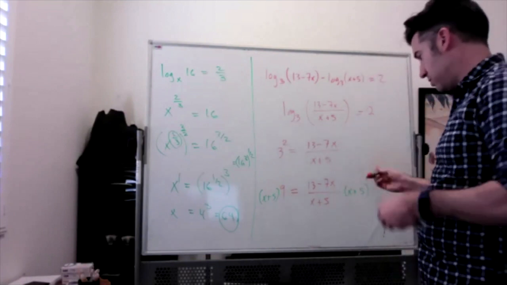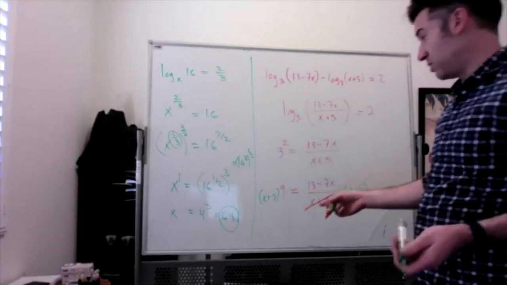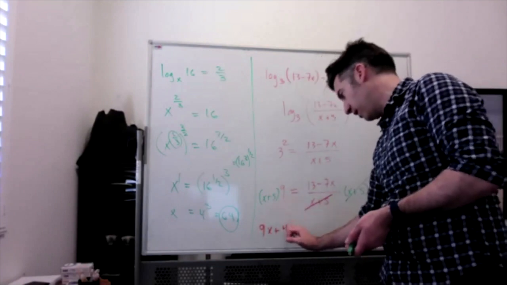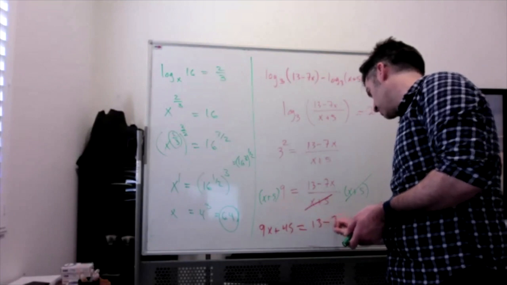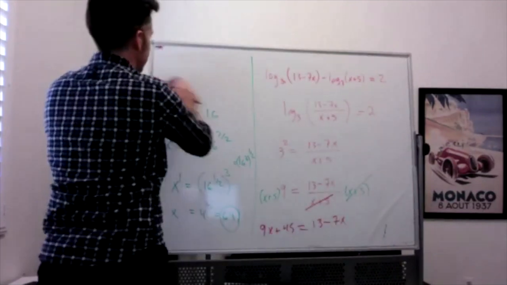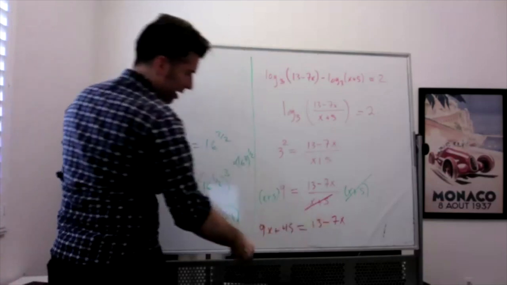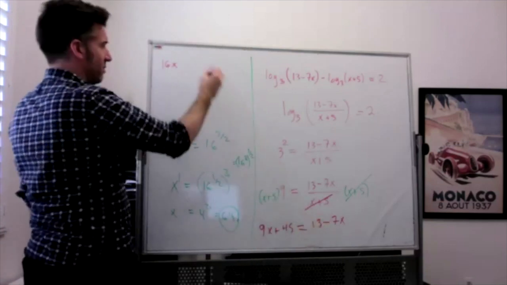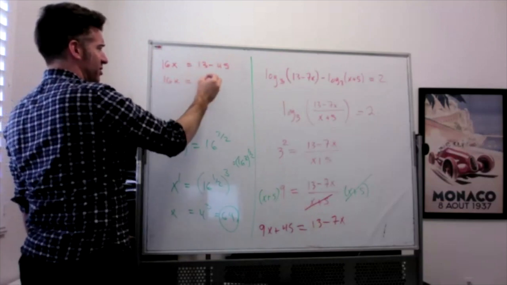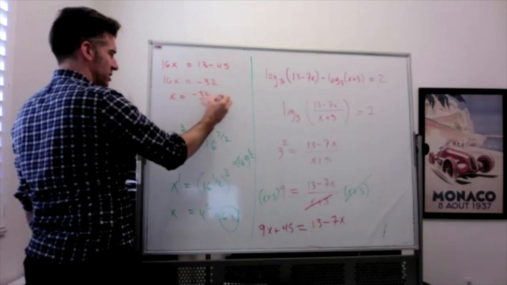On the right-hand side, the x plus 5s will cancel. On the left-hand side, we'll distribute. So 9 distributes to each thing. I get 9x plus 9 times 5 is 45 equal to 13 minus 7x. I'm going to add 7x to both sides to get 16x on the left. Right, 9 plus 7. I'm going to subtract 45 to get 13 minus 45 on the right. 13 minus 45 is negative 32. Divide both sides by 16, and I get negative 32 divided by 16, which is negative 2.